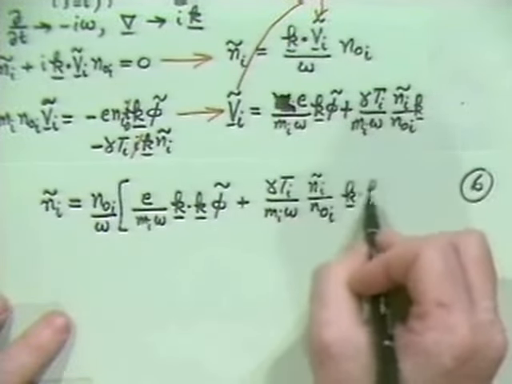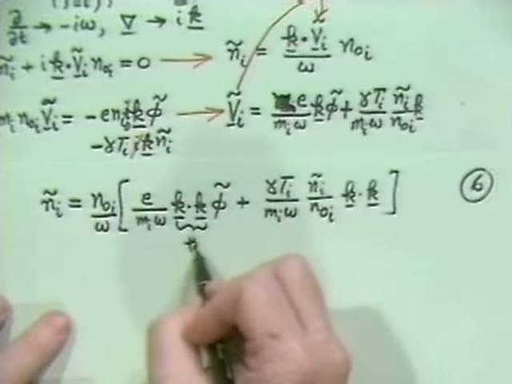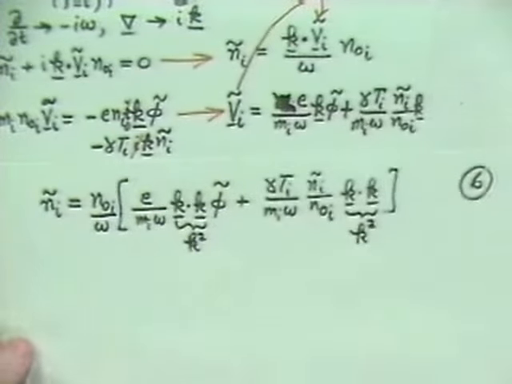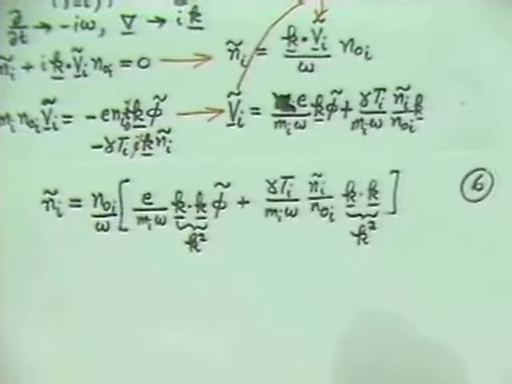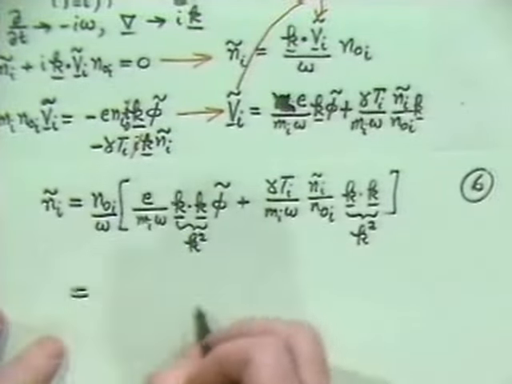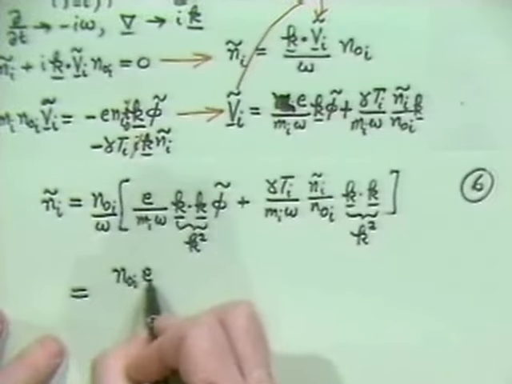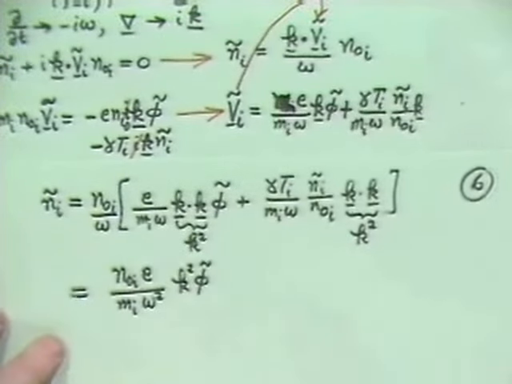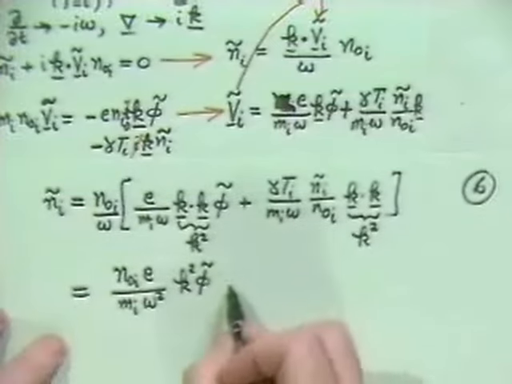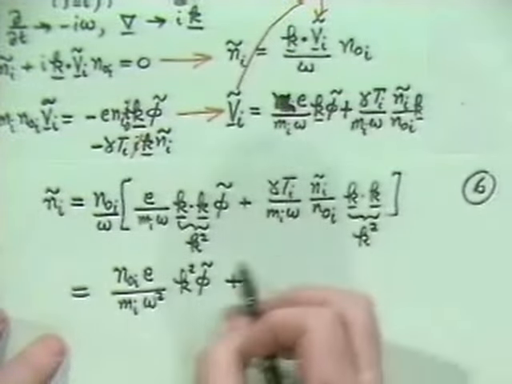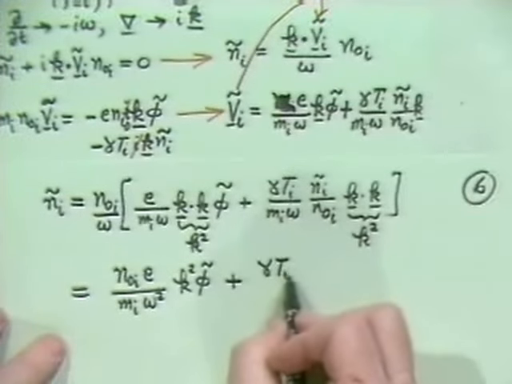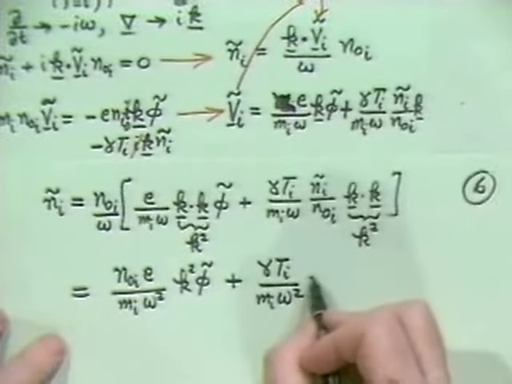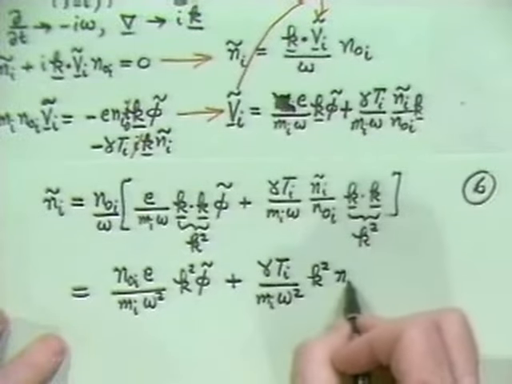And then again, k dot k. So that's just, of course, the scalar k squared. Now I get the n naught i, which I was looking for. And so what this becomes is n naught i e over m_i omega squared all times k squared phi tilde. So I took that in. Now I take it into the second term as well. And there the n naught i cancels out, and I just get gamma T_i over m_i omega squared. Then there's a k squared, and then just an n_i tilde.